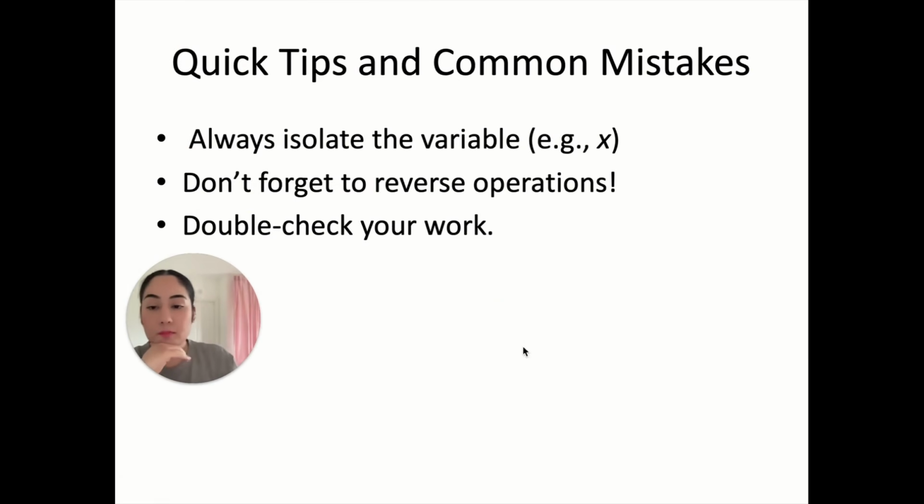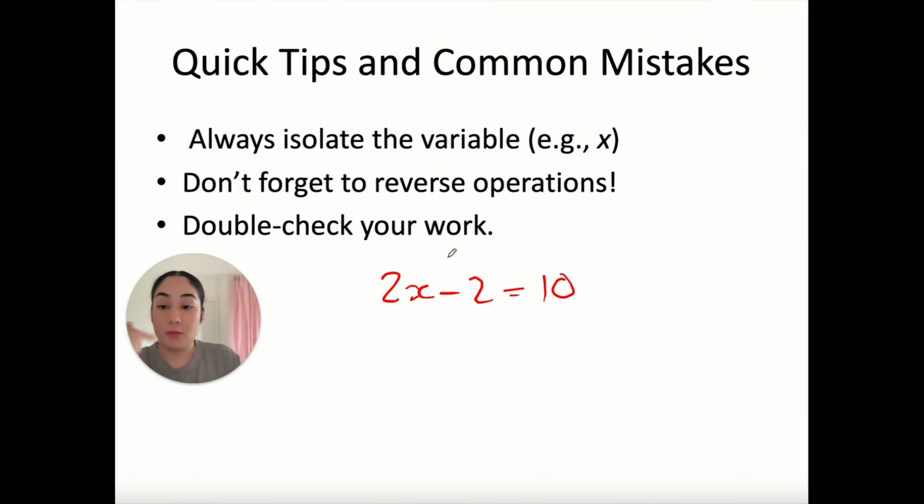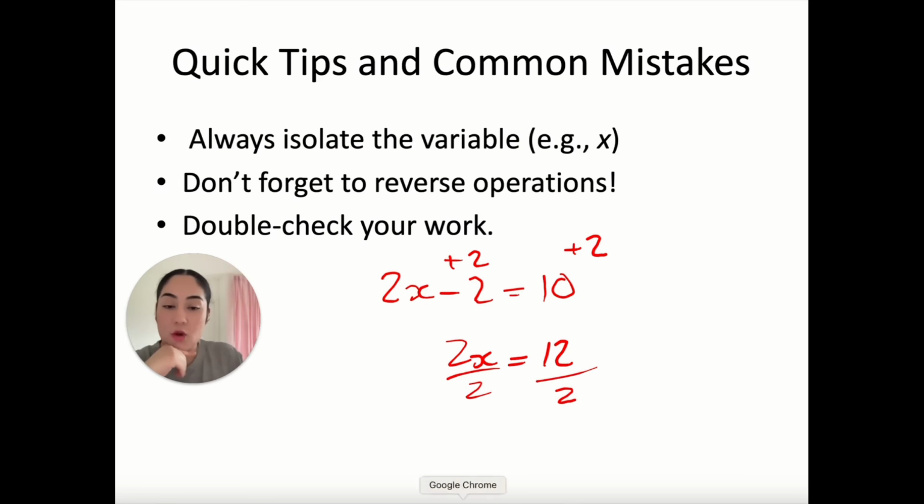Let's look at an example. If I'm saying 2x minus 2 is equal to 10, then the first thing is I'm going to do the reverse. I want to isolate the x, so I'm going to do the reverse operation, which in this case is add 2. I'm going to add 2 to both sides. That leaves me with 2x is equal to 12. Now, to find the value of x, I'm going to do the reverse operation once again. 2 is being multiplied by x, so I'm going to divide. Once I do that, that leaves me with x is equal to 6.